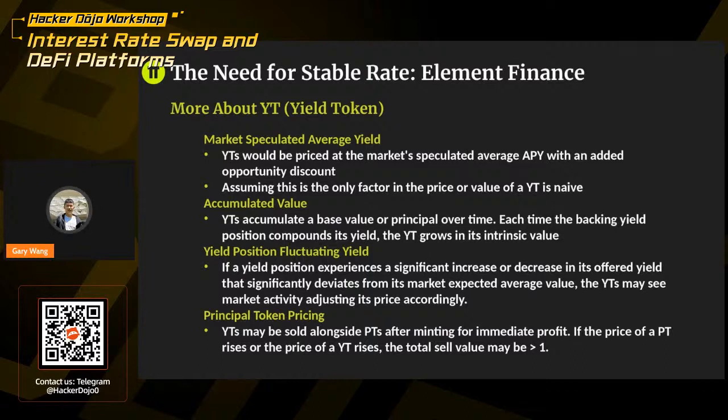And lastly, you can focus on the pricing of the principal tokens alongside the yield tokens, since, as I previously mentioned, if the two different tokens add up to a value of more than one, you can sell them. One principal token and one yield token can be sold to receive more than one original token, which you can deposit again.